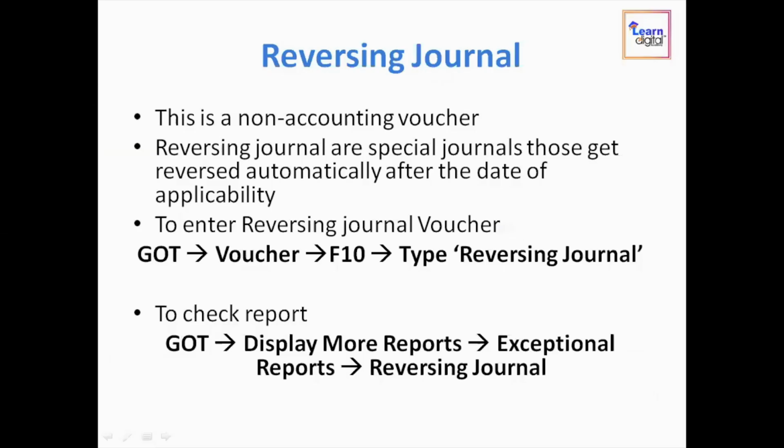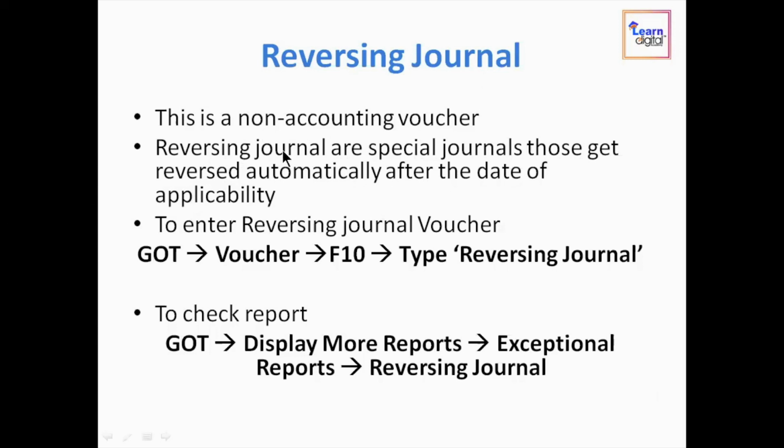Now the next type of non-accounting voucher is the reversing journal. What is a reversing journal? How is it used? How to enter it and how to check the report of this exceptional voucher. Reversing journal is a non-accounting voucher. Reversing journals are special journals that get reversed automatically after the date of applicability.